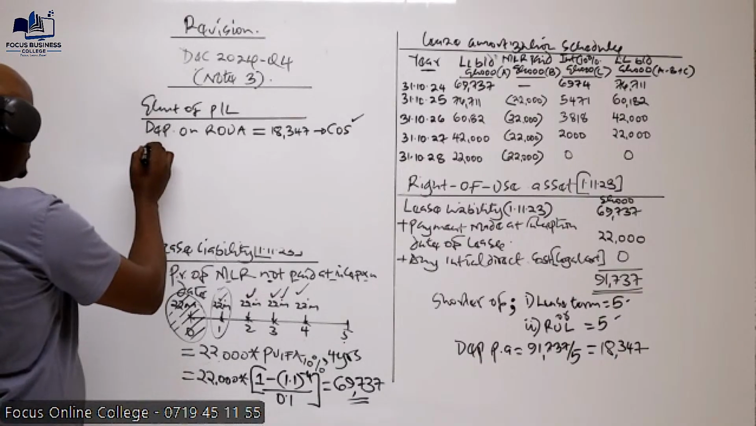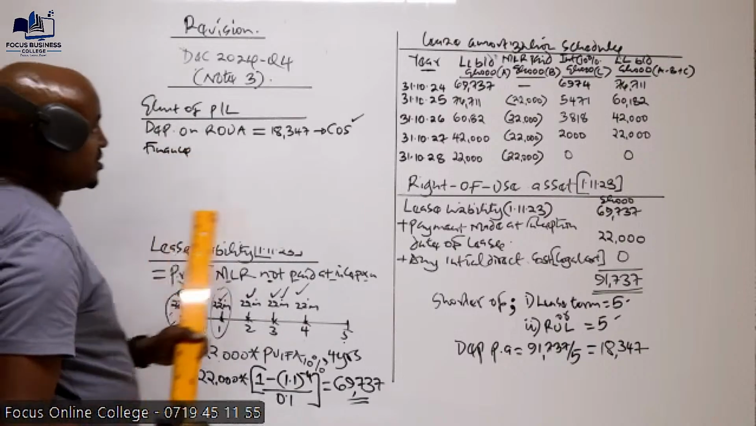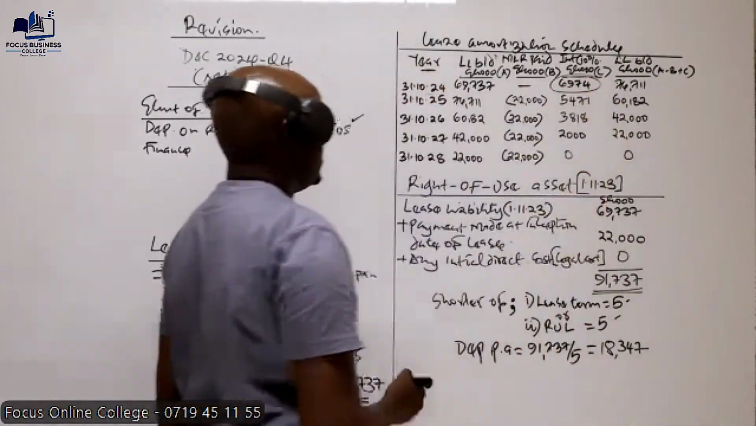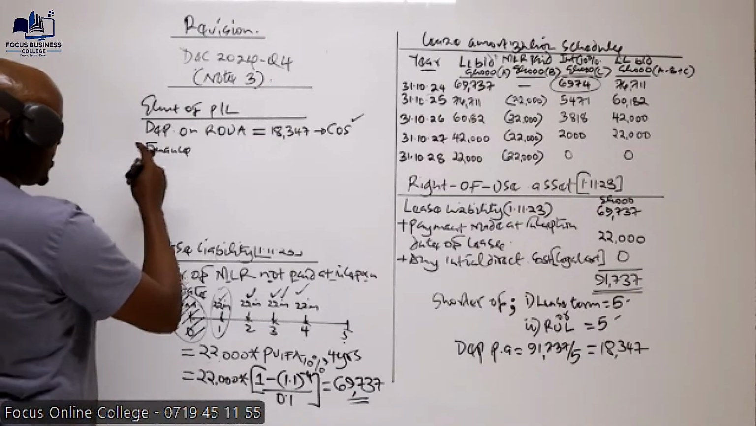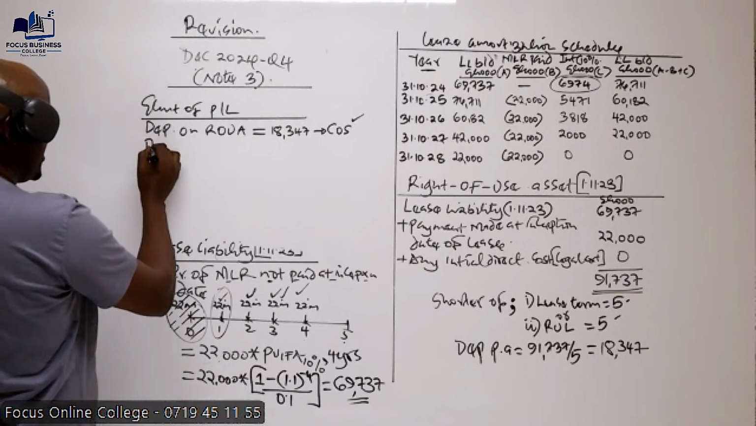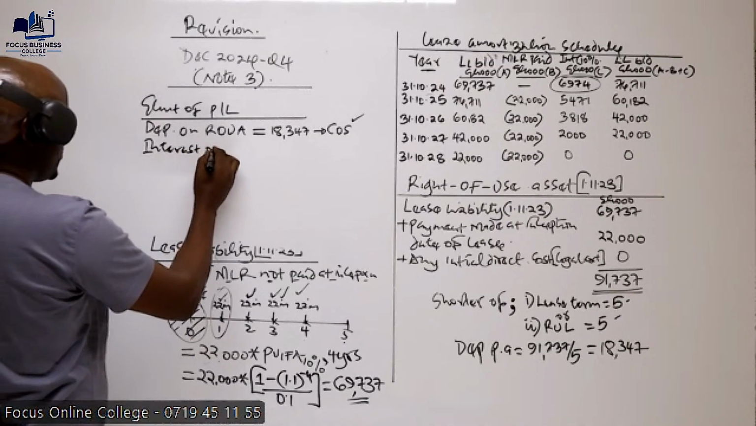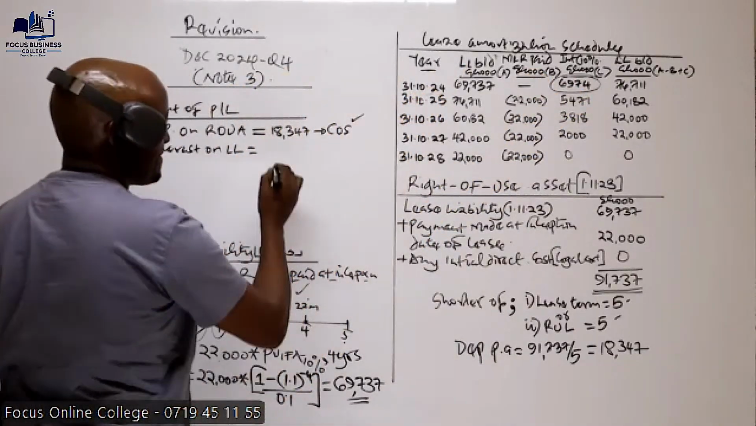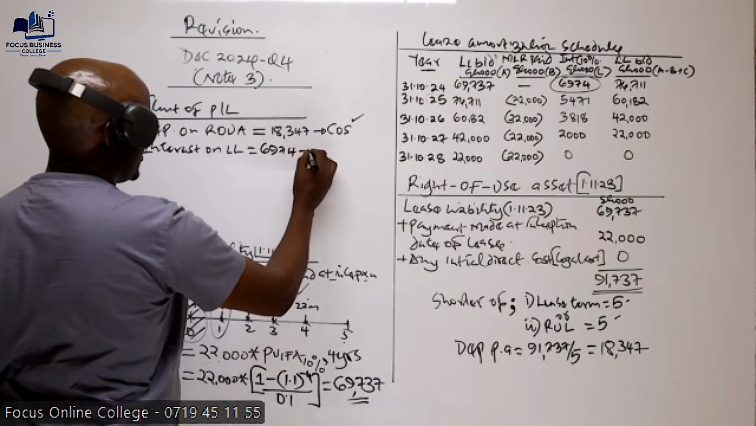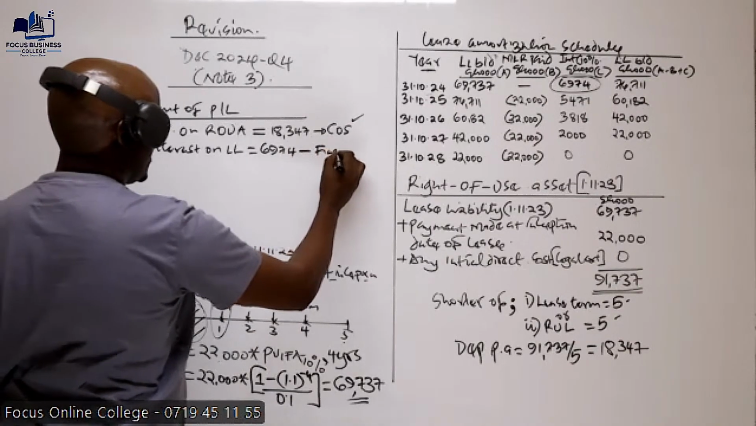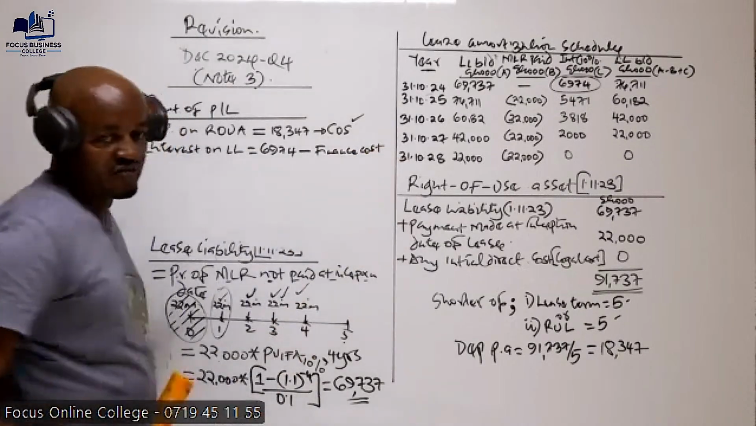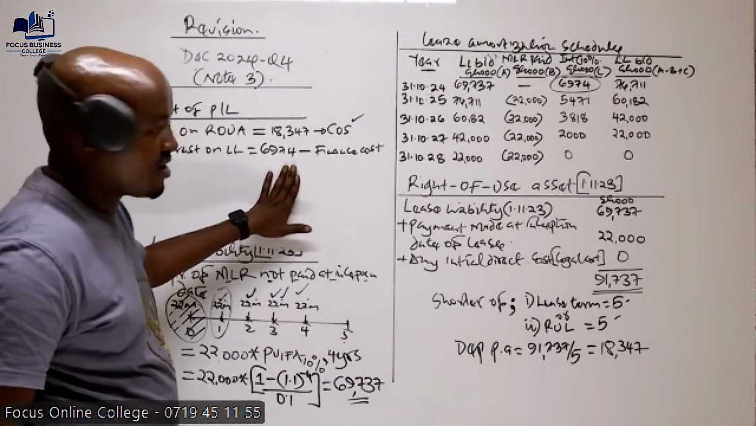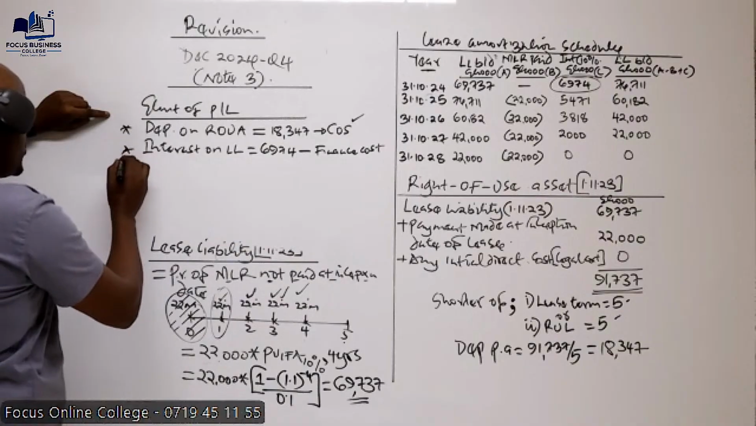Then we have the interest for the current year, for this year. That will be recognized in the income statement as part of the finance cost. So the interest on lease liability for this year, because we are preparing the income statement for this year, 6,947, should be recognized as part of the finance cost. When preparing the income statement, that will be included as part of the finance cost. So those are the two items which were supposed to be included in the income statement.